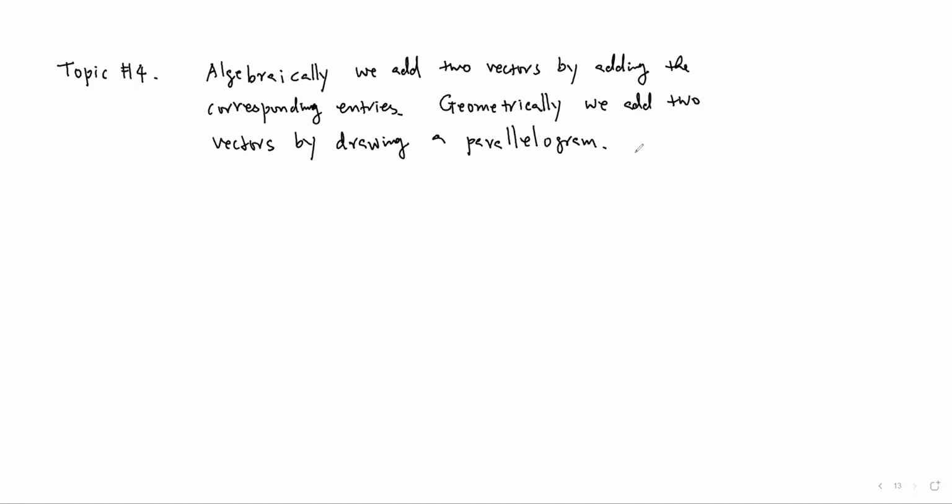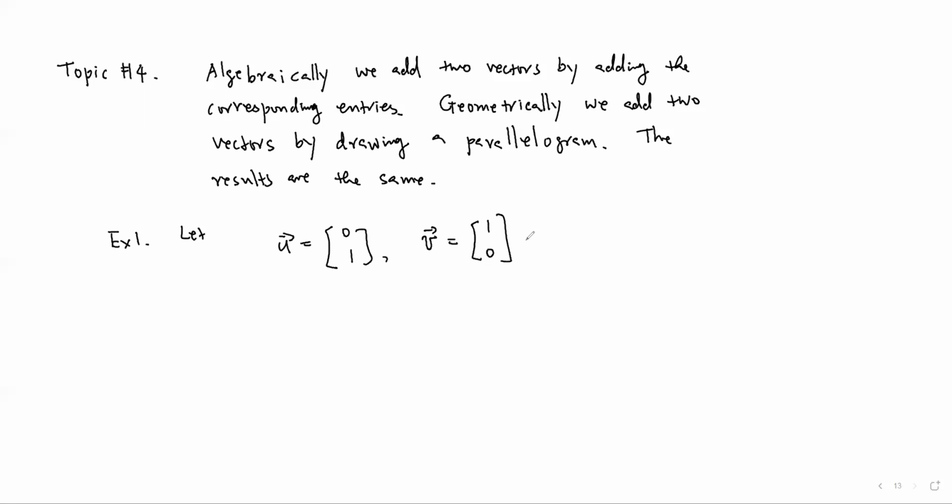Okay. The results are the same. Let me show you one example. Example one. Let vector u be (0, 1) and v be (1, 0). Now the question is, can you find vector u plus vector v?